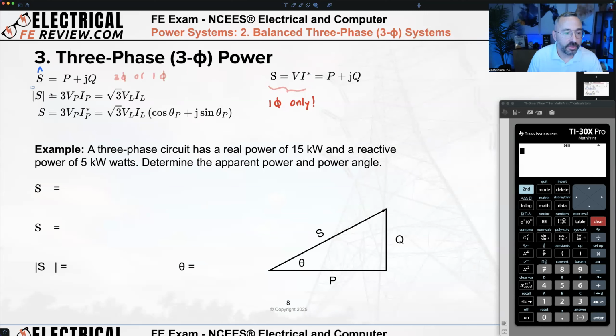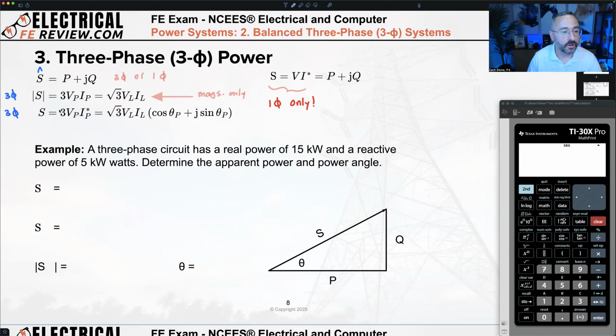This second formula right here, it's important to know that these are magnitudes only, not complex numbers. I find the reference handbook does a poor job of differentiating between complex numbers and magnitudes. I'm always going to try to call them out, otherwise it can be a little confusing when you're learning this stuff. So this second formula in the middle is magnitudes only. Magnitude S equals 3 times magnitude V phase times magnitude I phase, or magnitude S, this is three phase, equals square root 3 times magnitude VL times magnitude IL. So this is a three phase formula.